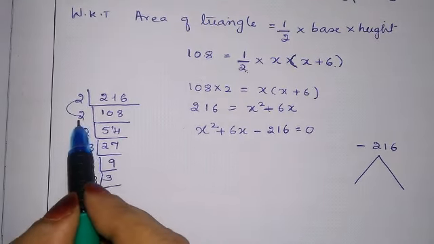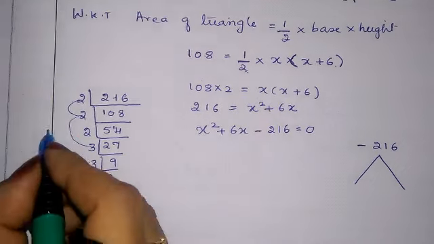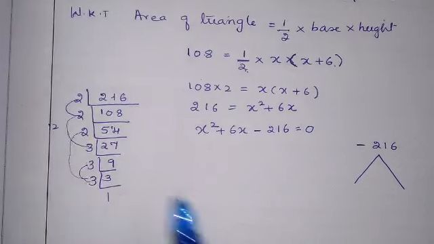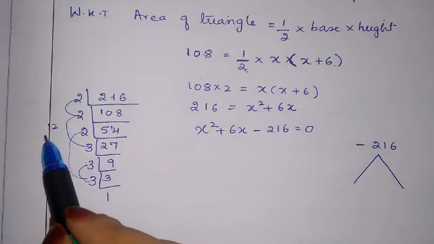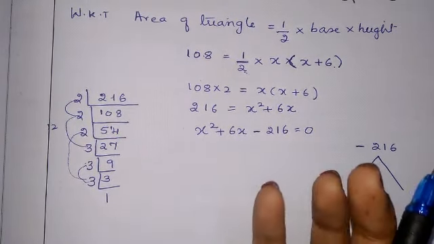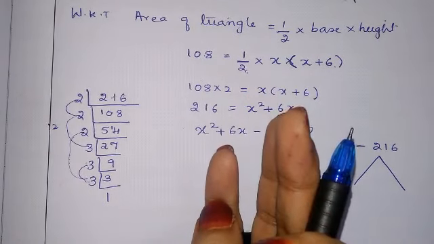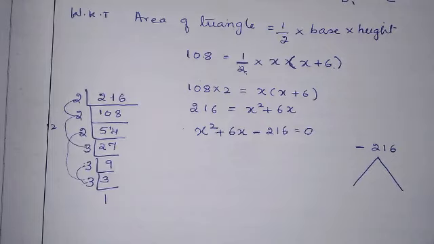2 2s are 4. 4 3s are 12. Okay, 12. Then 3 3s are 9. 9 3s are 27. 27 minus 12 is 15. Again it's not.